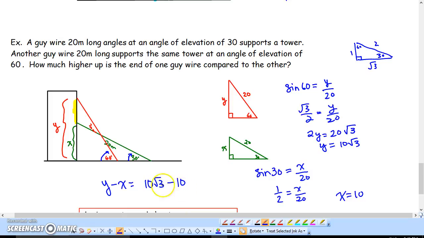Since they are not like radicals, I cannot collect these terms and combine them, and that is my answer in exact value. If I wanted an estimated answer, I would change those to decimals and subtract, but in exact form, I would leave it there.